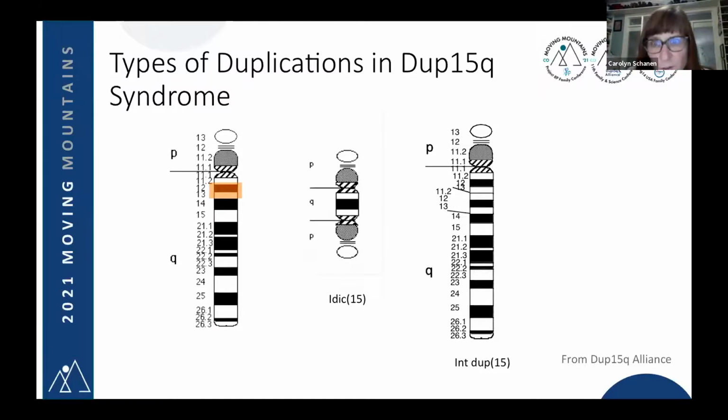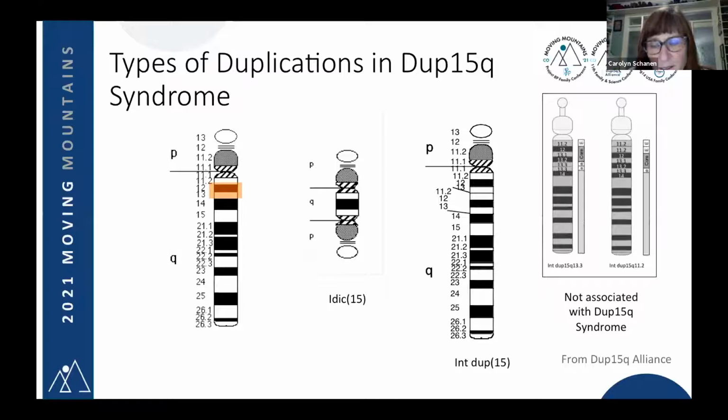There are other duplications that occur, and I stole this little image off the website, and they are in the flanking regions that are closer to that centromere part, which is that little constriction and beyond it. And they don't cause the same kind of symptoms, and they don't include that critical region. So I'm not going to be talking about those kinds of duplications, but they also do occur. And just to clarify, the Q13 and the Q11 regions are not really part of this.